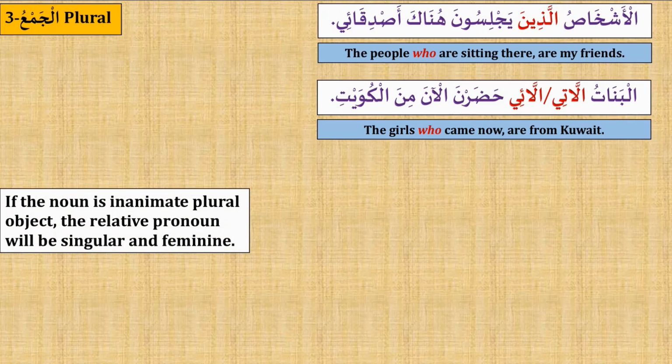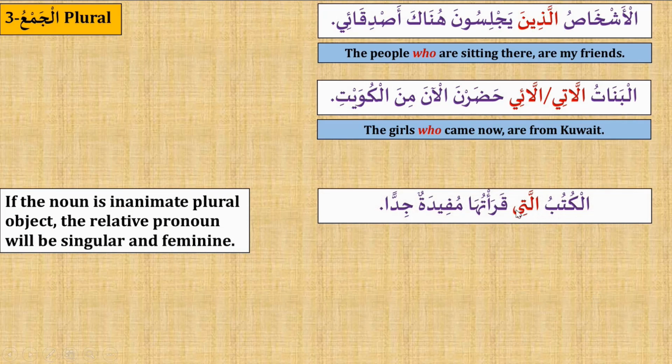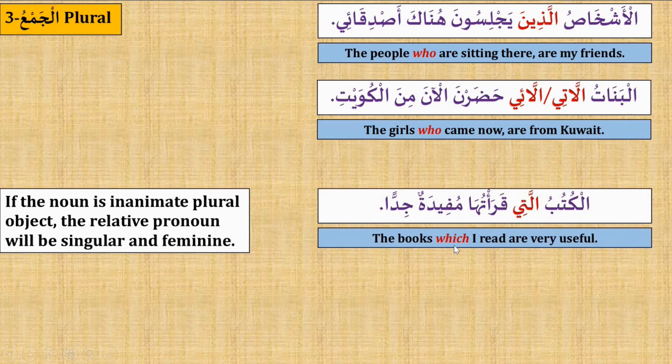Please note that if the noun is an inanimate plural object, the relative pronoun will be singular and feminine. Examples: الكتب التي قرأتها مفيدة جدا. The books which I read are very useful. الكتب is the plural of kitab and it is an inanimate plural object, and that's why the relative pronoun must be singular and feminine. The books which I read are very useful.